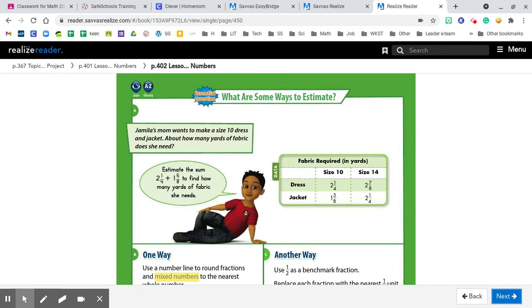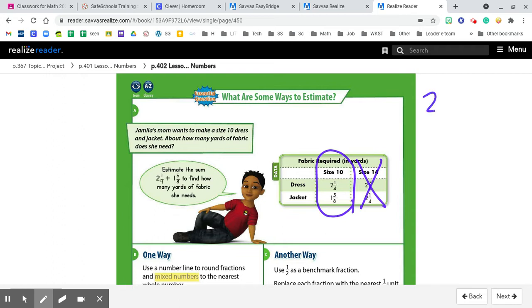So in our video today, Jamila's mom wants to make a size 10 dress and jacket. About how many yards of fabric does she need? This is a lot harder than the preview question. So she wants to make a size 10 dress. So the information that's important to us is right here. Size 14 is extra information. So if she has 10, about how many yards of fabric does she need?